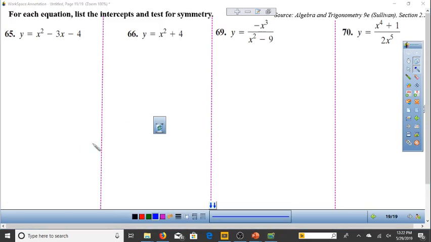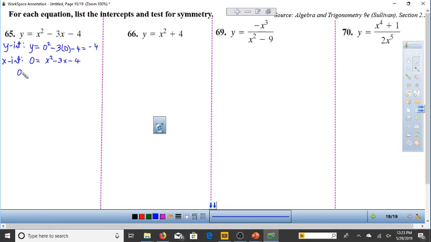So for the intercepts here, for the y-intercept, we do y equal to 0 squared minus 3 times 0 minus 4, which is equal to negative 4. And for the x-intercept, we say 0 is equal to x squared minus 3x minus 4, which is a quadratic equation, which we can solve by quadratic formula or by factoring. I'll do factoring here. So we have (x minus 4)(x plus 1). And then that will mean that x is either equal to negative 1 or x is equal to 4.